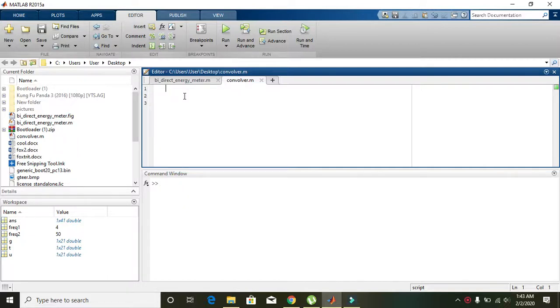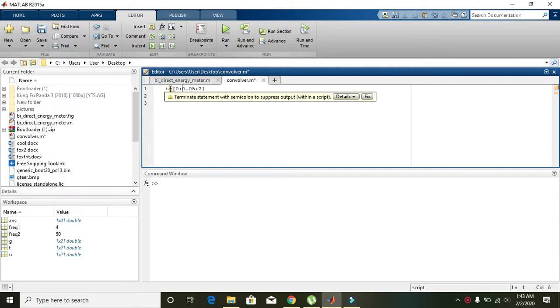First, we will introduce the time, that is t = 0:0.05:2. And actually, what is the meaning of this t?